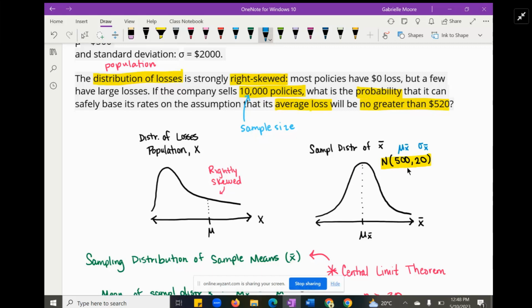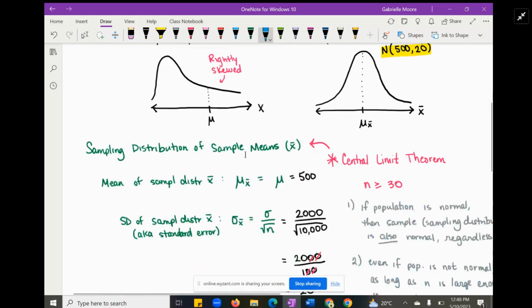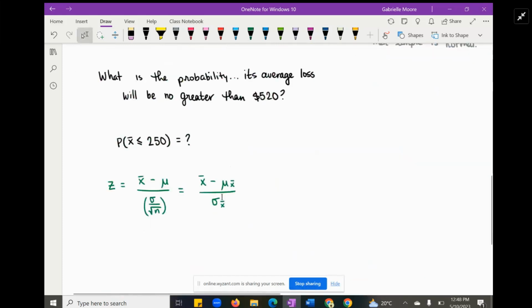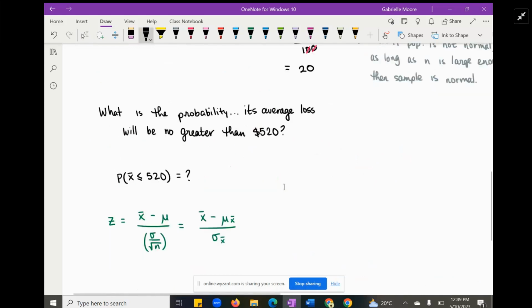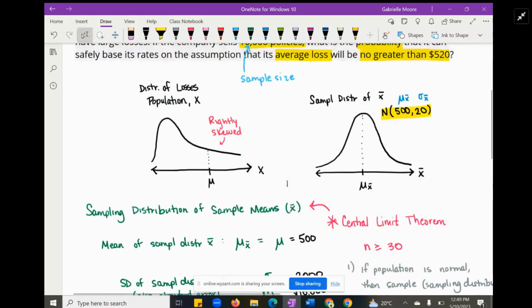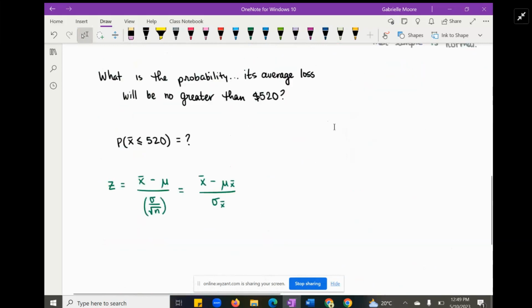So when we're dealing with the sample mean, or the sampling distribution of the sample means, it's going to take on a normal curve. Therefore, we can use the z-score. And that's what it all boils down to and leads to. So to finally answer the question, what is the probability that its average loss will be no greater than $520? We're going to first take the 520 and convert that into a z-score, right? And basically what we're doing is we're finding the area through the z-score.